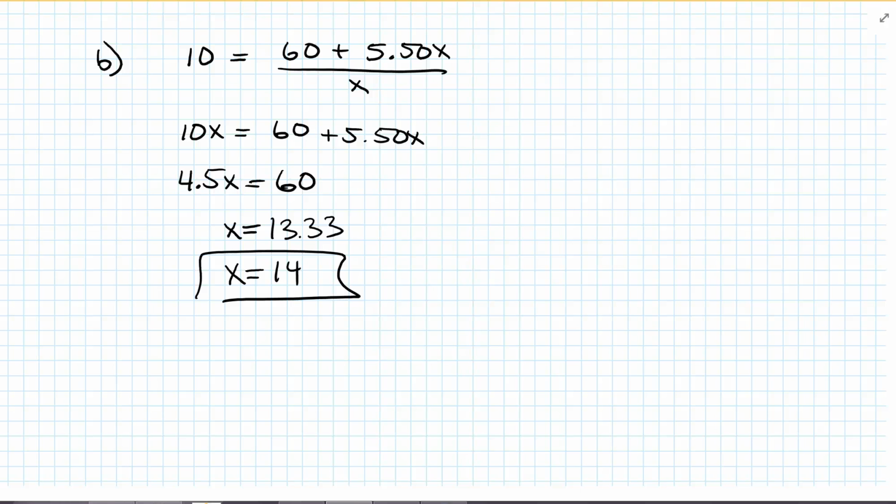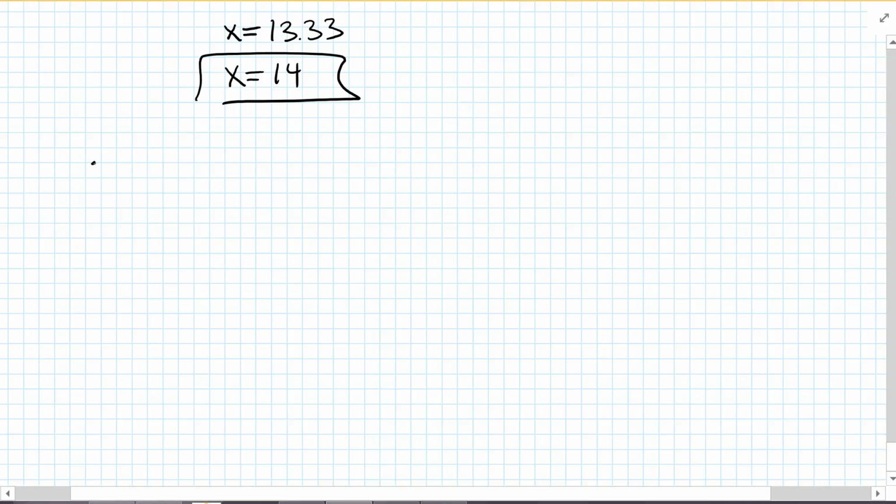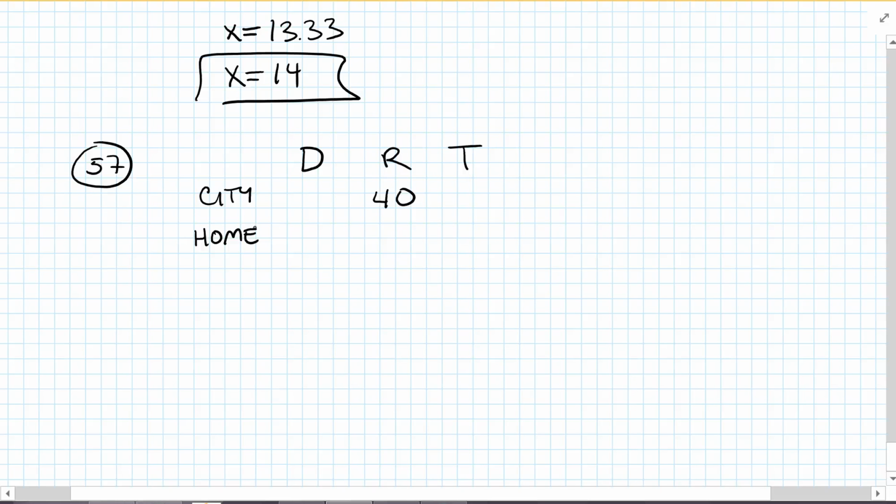Next problem. 57. A salesman, okay, this looks like a distance, rate, and time problem. A salesman drove from his home to a city. So he drove to the city at a speed of 40 miles an hour. He came back home at a rate of 50 miles an hour. What was his average speed?